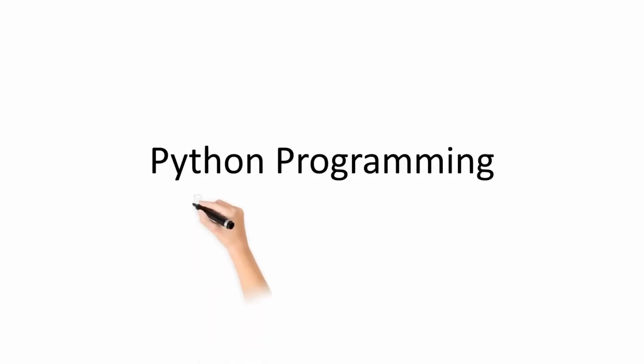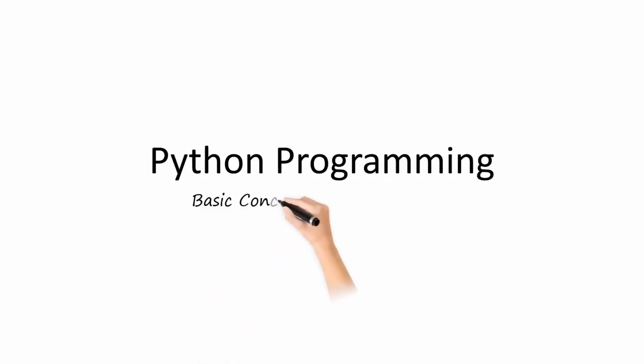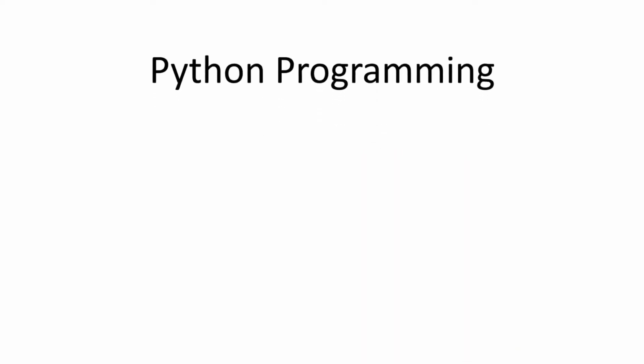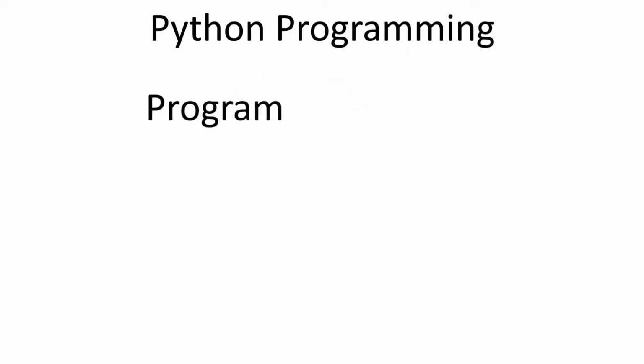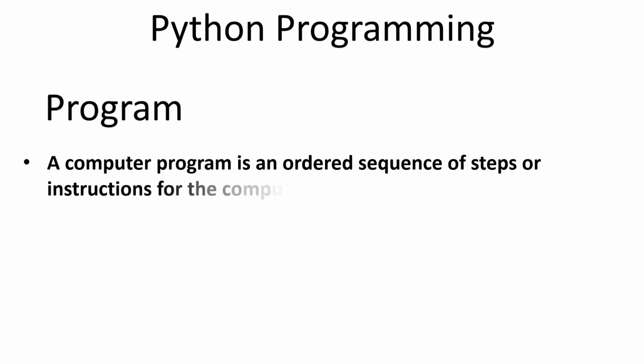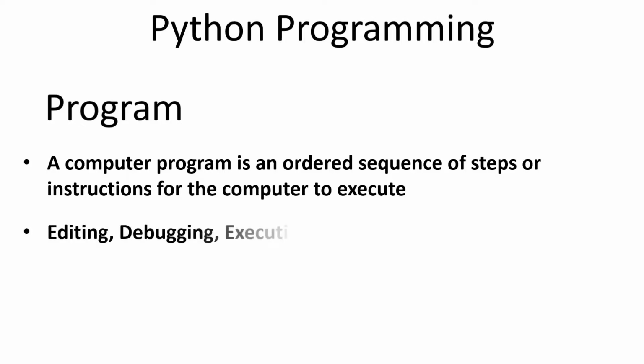Welcome back. Continuing our journey with Python programming, let's take a look at what programming actually is. To understand what is programming, let's understand what is a program. A computer program is just a sequence of steps or instructions for the computer to follow. By writing a program, we tell the computer what to do in a step-by-step manner. These steps are also known as commands or statements in computer languages.